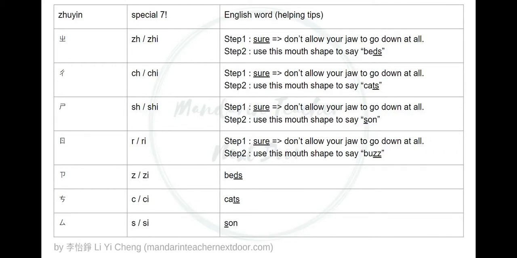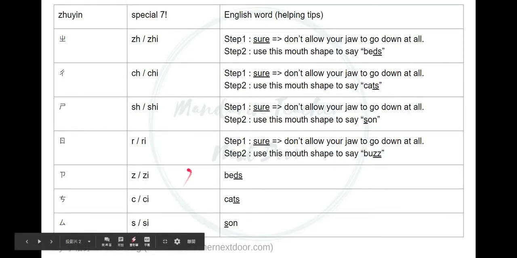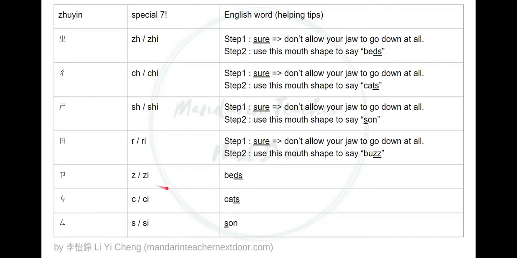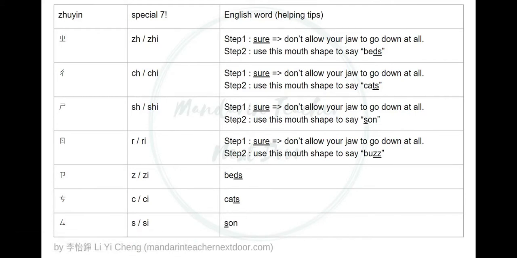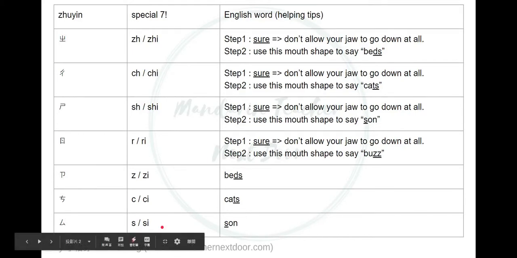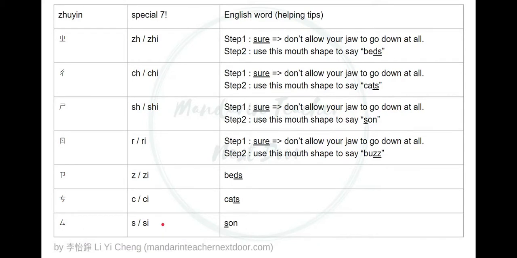Okay, so before we start our practice, let's have a quick review of Special 7. Let's start with the bottom ones. This one you say z, z. Good. Next one you say c, c. Okay, so S and SI you say s, s.